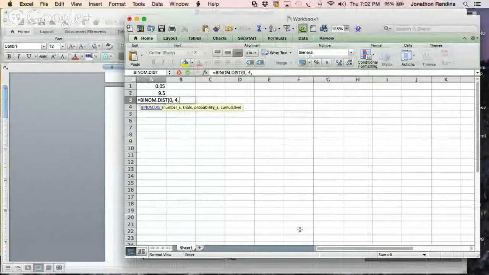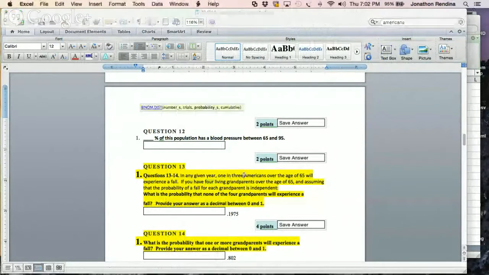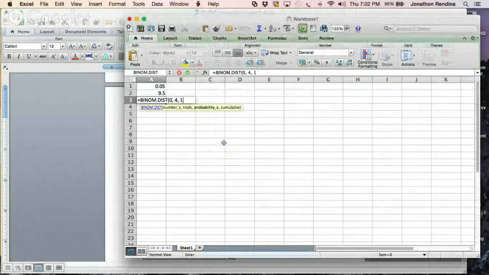0, 4. Next thing we need is the probability. So the probability of falling, we were already told, is 1 in 3. And so you can literally just type 1 divided by 3 there. If you know that 1/3 is also equal to 0.33333 repeating, then you can type in a bunch of 3s to enough decimal points that it would be accurate. But Excel will also accept the 1 divided by 3 there.